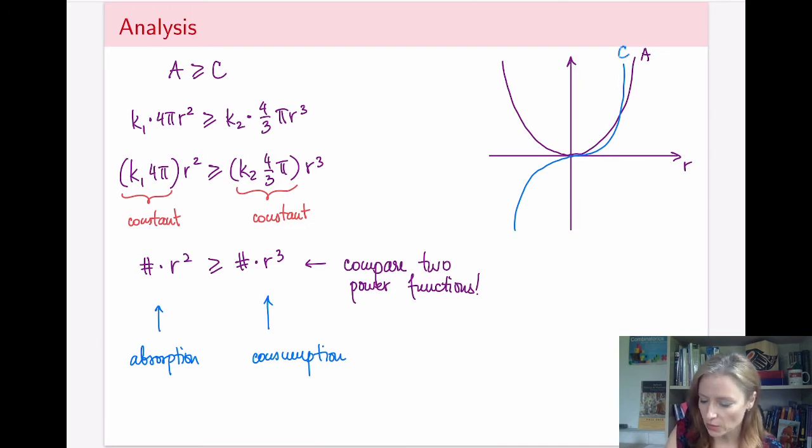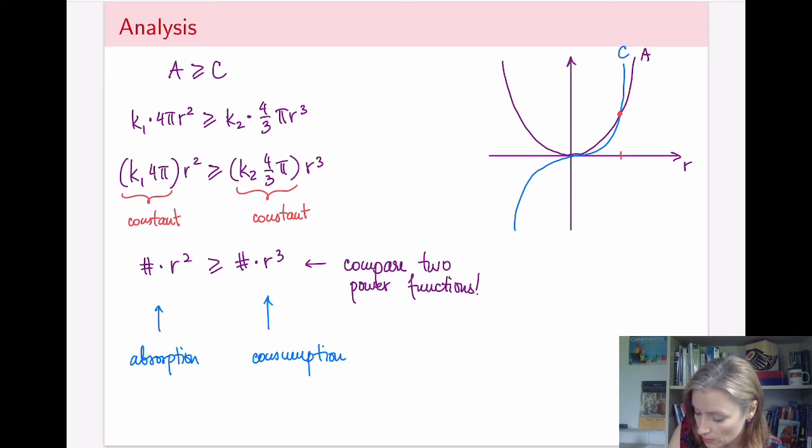From our analysis of the power functions before, we know that these guys will intersect again at some point, but let's analyze what happens before and after that point of intersection, that switch in this case. Remember that the purple graph corresponds to absorption, and the blue graph corresponds to consumption. So before this switch point, absorption is above consumption, which means that the cell can absorb more nutrients than it actually needs to consume, right?